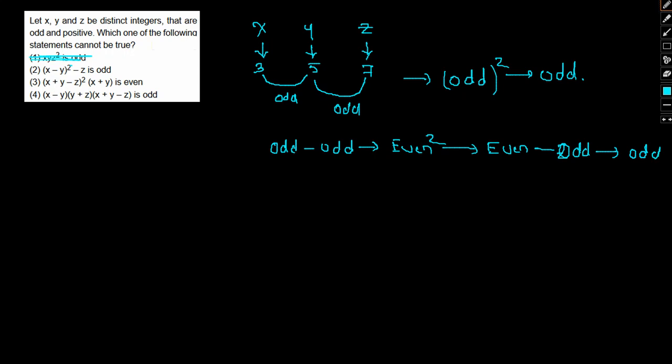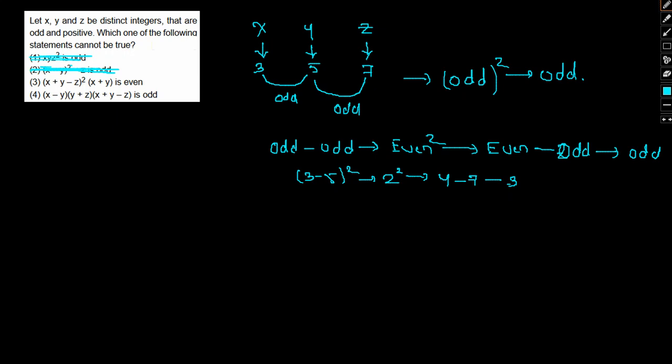Let me give you an example in this case only. Say 3 minus 5, if I do the whole square, this would give us minus 2, which is an even number. Square would give us 4, which is an even number. Minus 7 would give us minus 3, that is an odd number. Any order you take, we will get this only. So this again is a wrong answer.